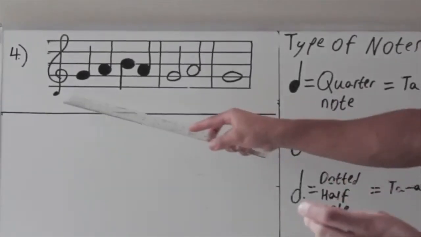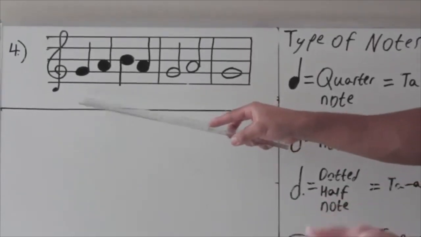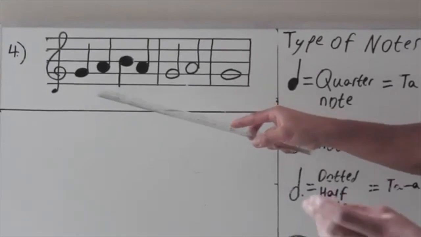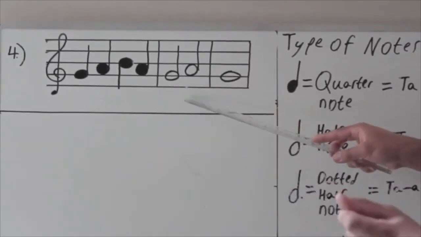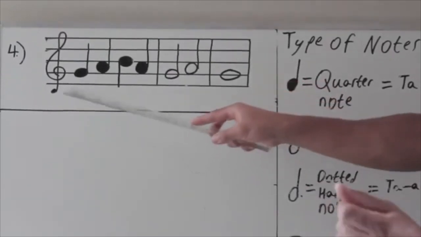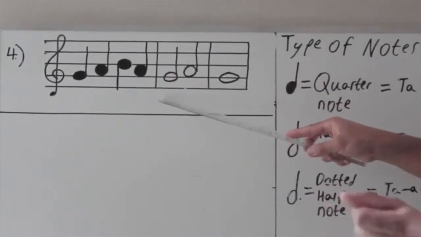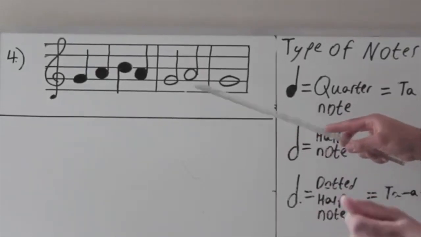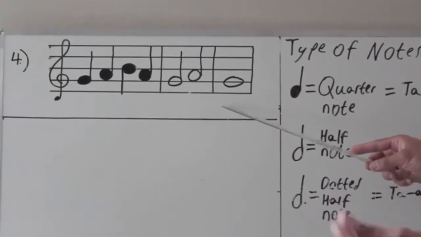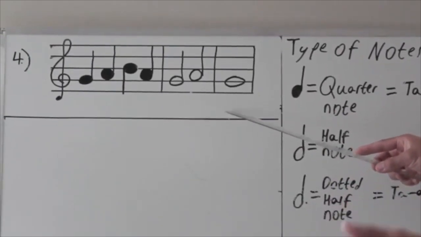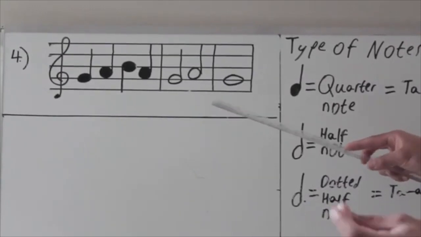So let's put these two bars together from bar 1 and bar 2. 3, go. Ta, ta, ta, ta, ta-a, ta-a. By yourself. Then let's go to bar 3. Super easy. It's a whole note, so we say ta-a-a-a, go. One more time by yourself.